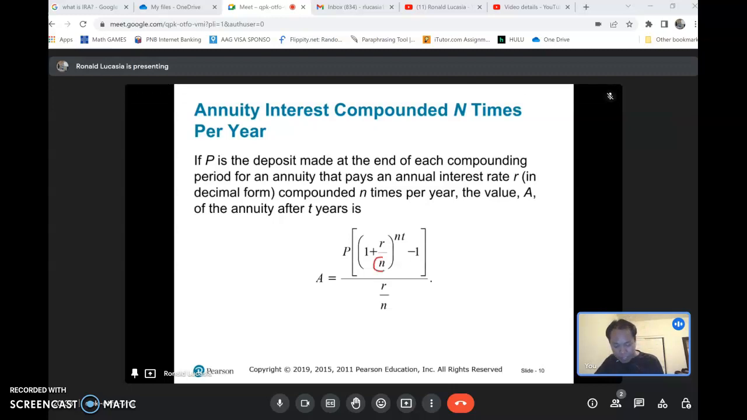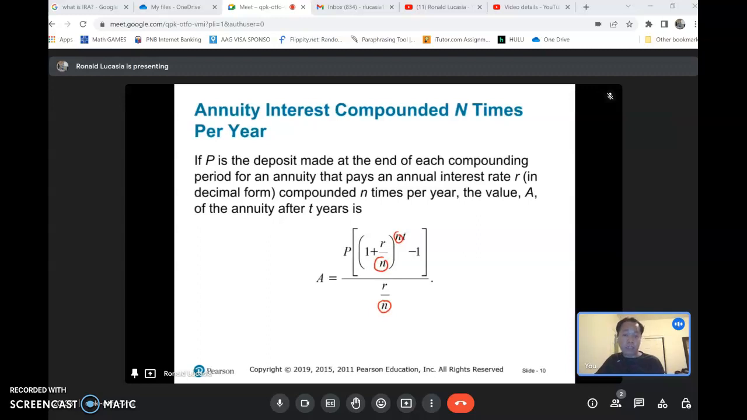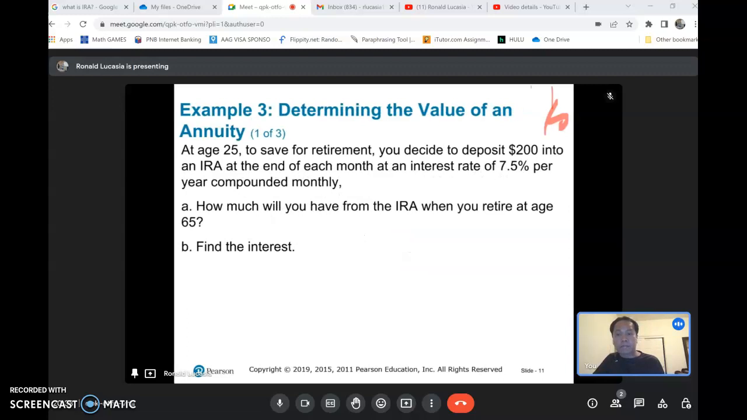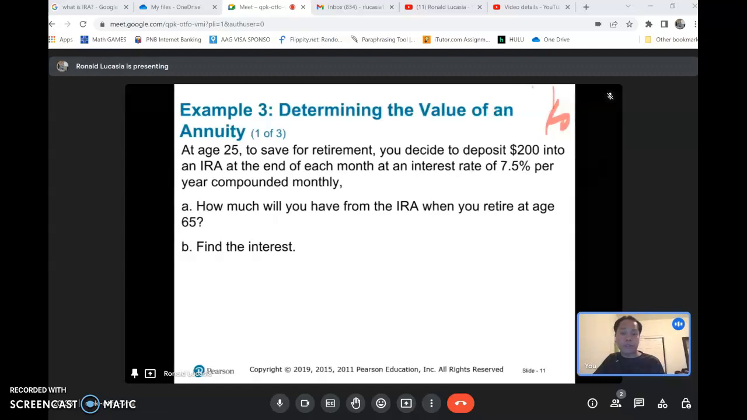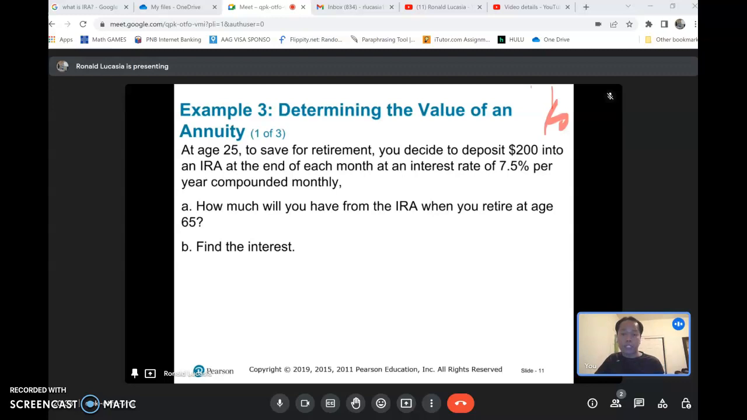I am pertaining to this one. So when you divide the rate by n, you have to multiply as well by the time. So for example, at the age of 25, to save for retirement, you decide to deposit $200 into an individual retirement account or IRA at the end of each month at an interest rate of 7.5% per year compounded monthly. How much will you have in the IRA when you retire at the age of 65?